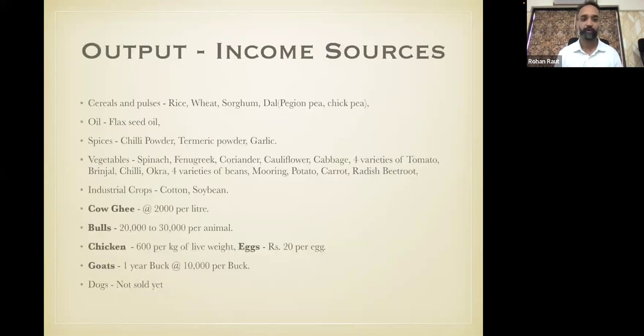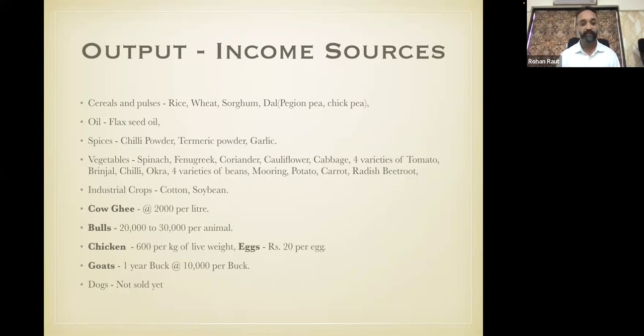So this is the financial outcome we receive. We sell rice, wheat, sorghum, and different types of dal. We sell oil, that is flax seed oil. Then I also produce spices, that is chili, turmeric powder, and ginger. Vegetables: from last year, I started growing vegetables. I was very fed up with all the chemical issues in the market. So for my farm, I started growing vegetables. We grow all these varieties of vegetables. Industrial crops, as I said, I grow cotton and soybean.